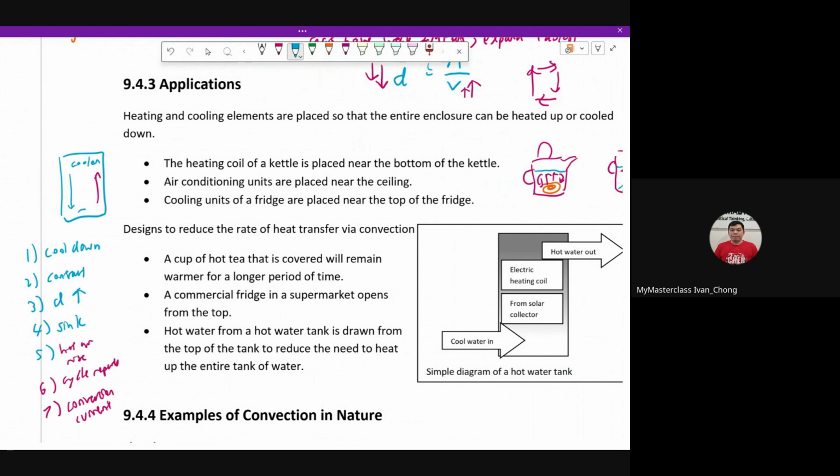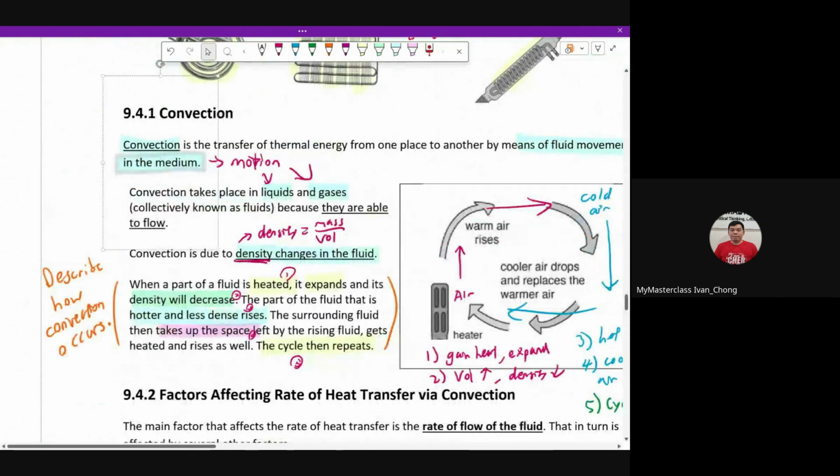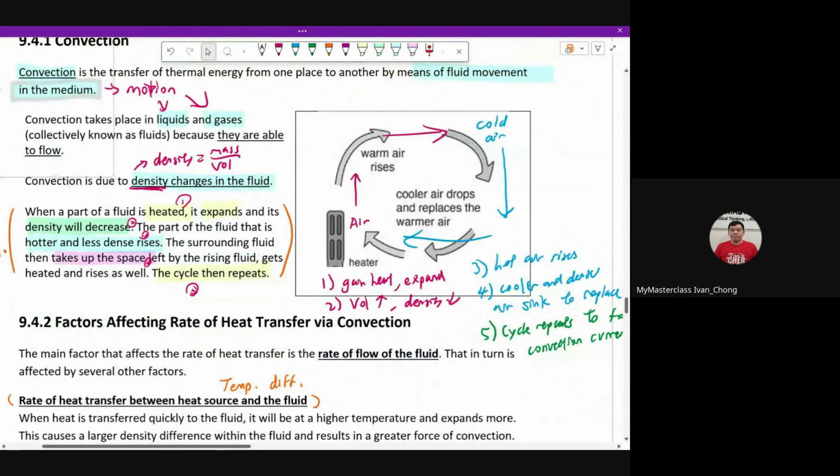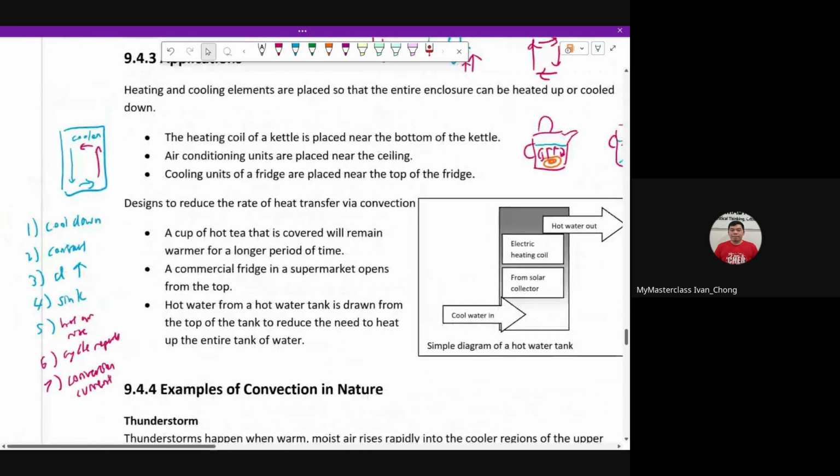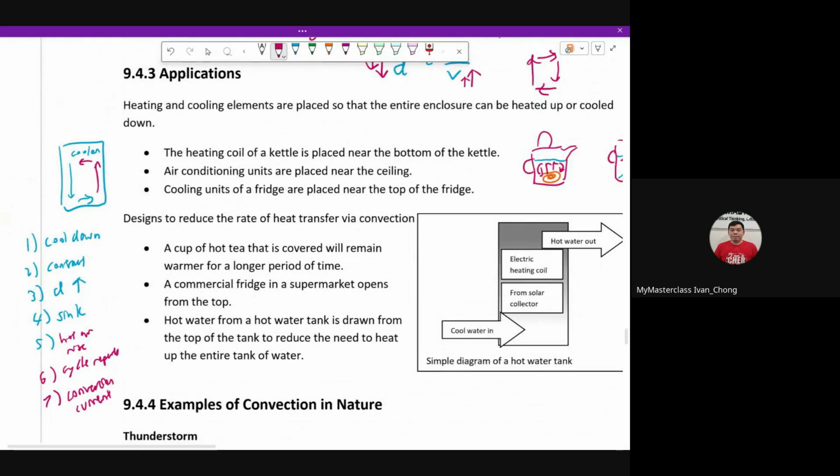So in this case, first thing you cool down, you move to the side. The hot air moves to the top, gets cooled down, and the cycle repeats. So you will cool down your fridge very easily. Okay, so basically this is the opposite of what we mentioned here. This is a heating convection current. This is a cooling convection current. So cool down, contract, density increase, you sink down, hot air rises, cycle repeats, convection current forms again. Okay, so if you want to increase your convection current, this is what you're supposed to do. This is increase. On the other hand, this is for you to decrease convection current.